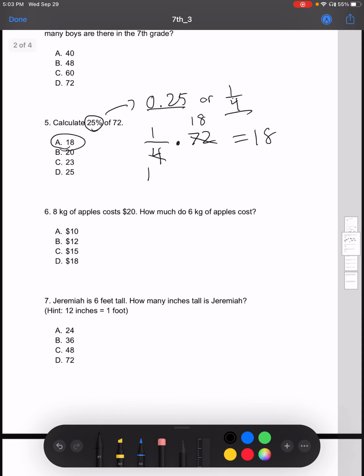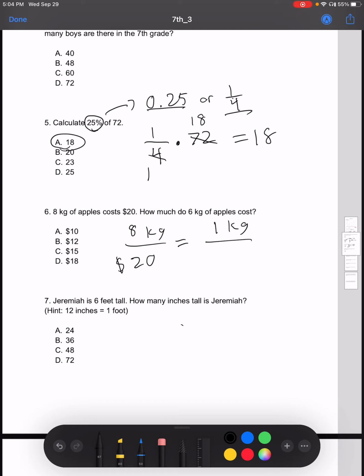And continue on. Number 6 asks, 8 kilograms of apples cost $20. How much do 6 kilograms of apples cost? Well, we have a proportion set up. 8 kilograms of apples cost $20. We can look for how many 1 kilograms of apples cost. To do this, we can set up a proportion.